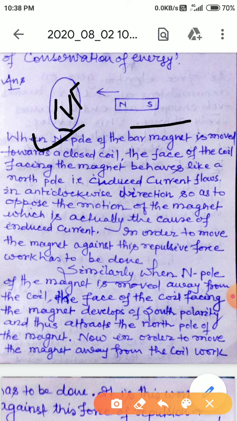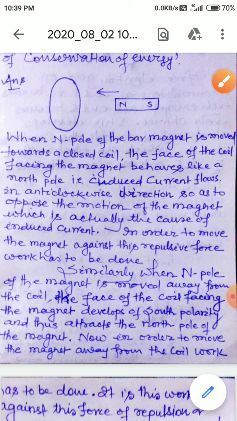Now, induced current is set up in anti-clockwise direction so that the face of the coil facing the magnet should behave like a north pole and opposes the motion of the magnet. Now, if one has to move this magnet against this force of repulsion, work has to be done, and this work which is done in order to move the magnet towards the coil against the force of repulsion appears as electrical energy across the coil.